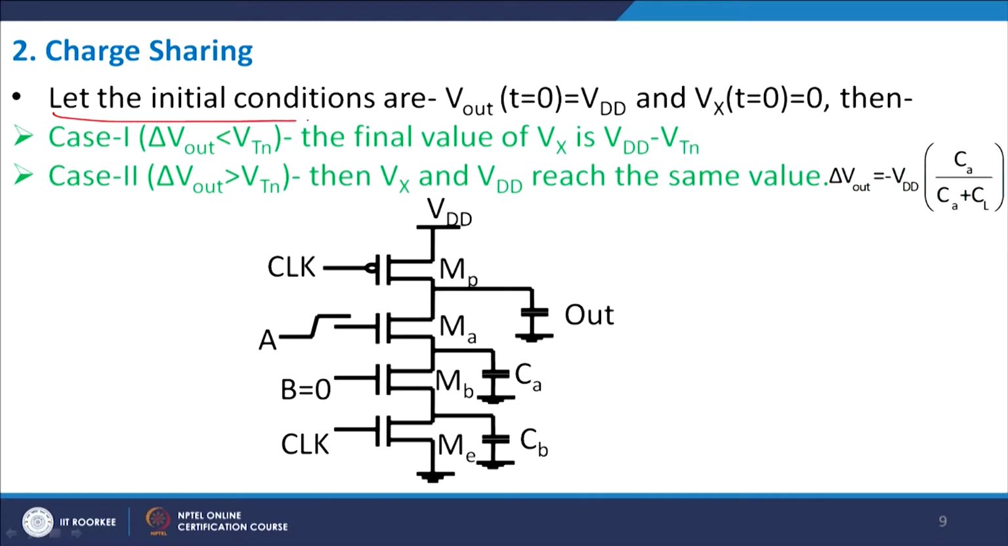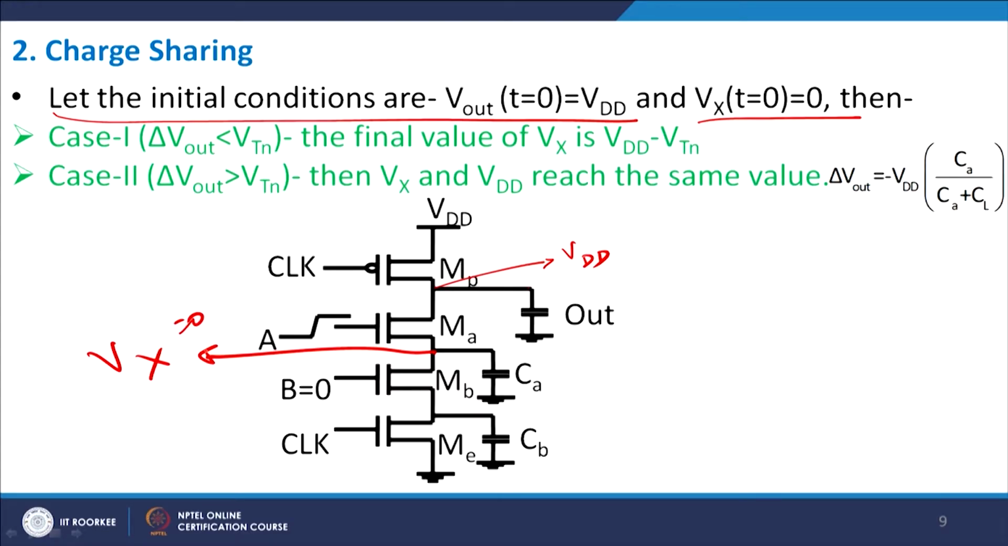Let us suppose the initial conditions are that V out equals VDD and Vx equals 0. So, V out is VDD, and I am already in the evaluation phase. Vx, the voltage at this intermediate point x, equals 0 because you are switched on. Now I am giving a signal A going from 0 to 1, and B is stabilizing at 0. Now, if del V out, the change in voltage, is much smaller than the threshold voltage of this device, then if this is switched on, this voltage will appear here, behaving like pass transistor logic as VDD minus VTN.